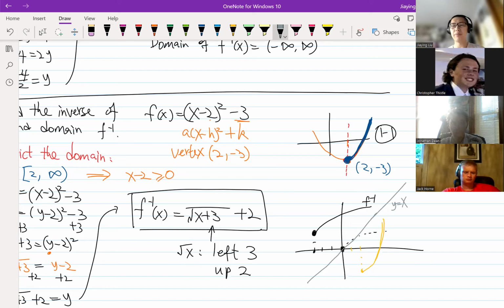But the one thing to keep in mind, before you jump into the process of replacing f of x with y and switching x with y, you should always think about, okay, is this function 1-to-1? Does it pass the horizontal line test? If it does, great, then we can go through the process. If it doesn't, we have to decide which piece we're going to keep in order to find the inverse. With parabolas, we always take the part from the vertex to the right side. That way, when we take a square root at the end, we don't need to worry about the negative.